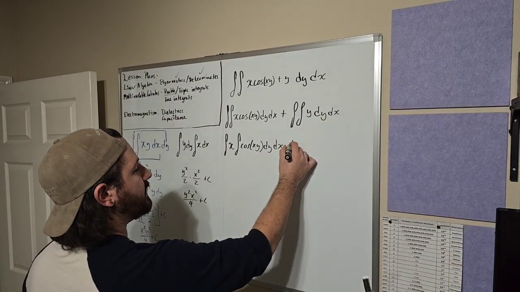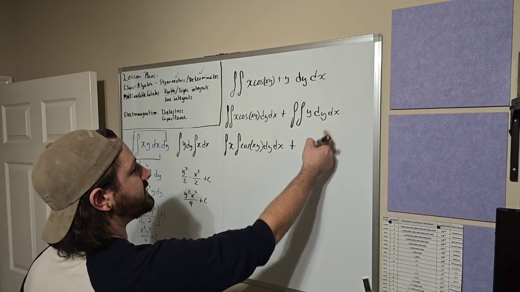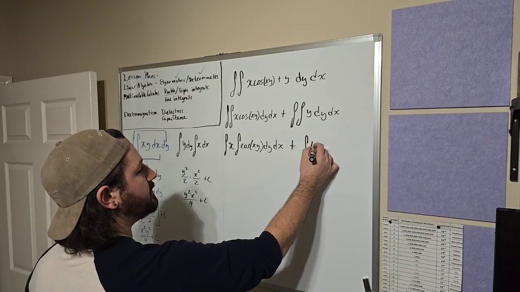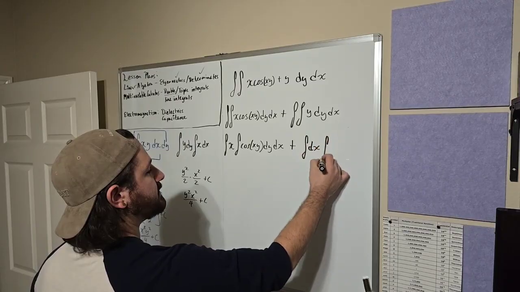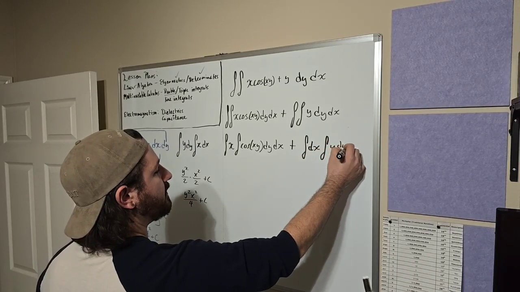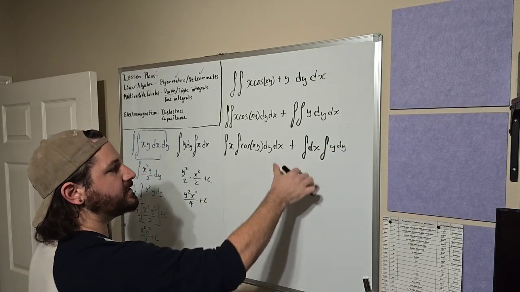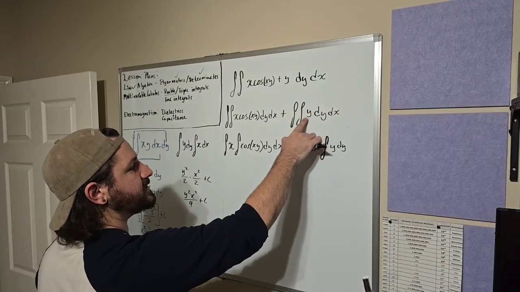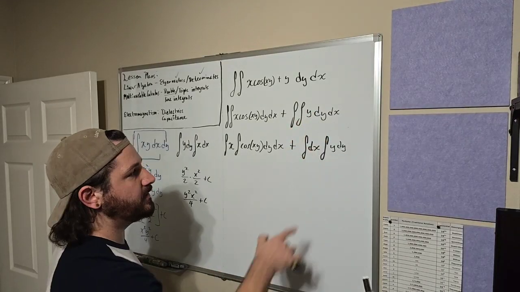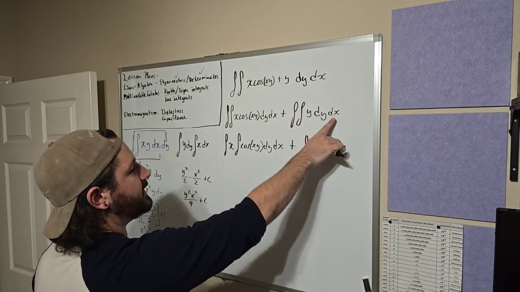Now on this other side, this is y times 1 dy dx, so I can do the integral dx times the integral y dy. That is allowed, and that's because this 1 is not at all related to y, and the y is not at all related to x.